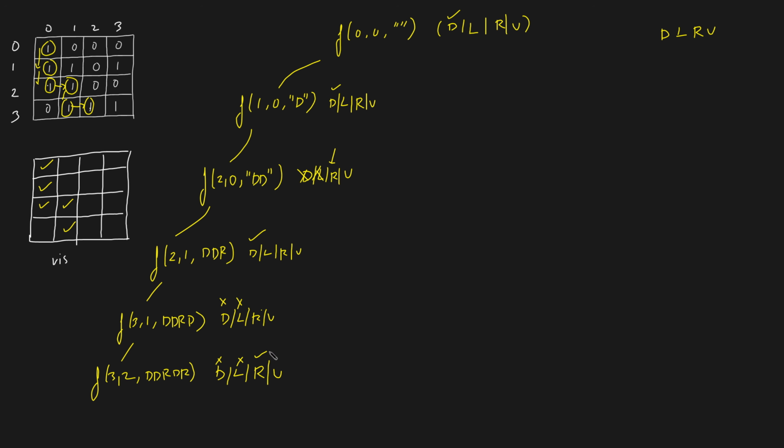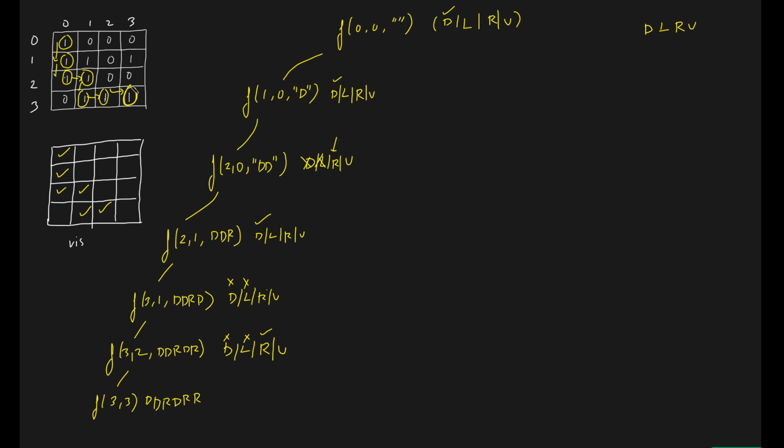Can you go right? Yes, I can go right. So I decide that I'm going to go right, and I mark this 3 2 as visited because this is in my path, and I go to 3 3, and I will contain DD, R, D, R, and R. So this is my path. And I see that I have moved to my destination. Since I have moved to my destination, I can definitely print this as my answer. So this is one of my answers.